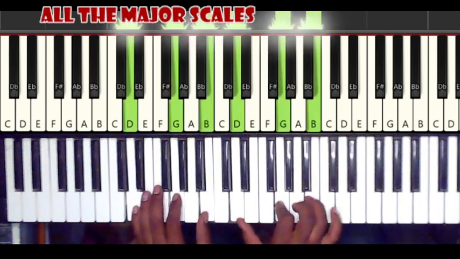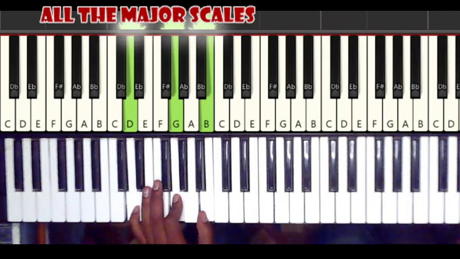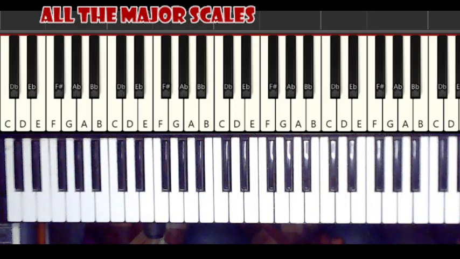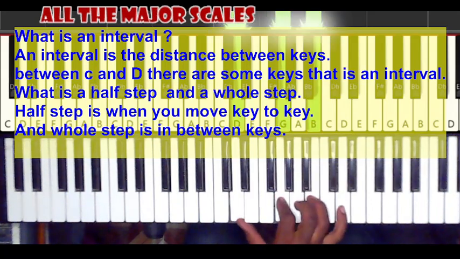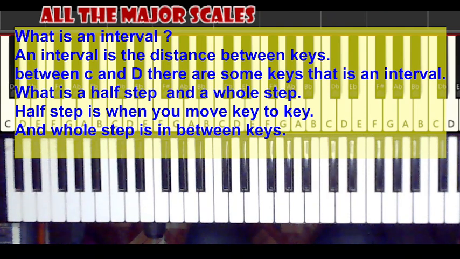Okay, we wanna talk about intervals. What is an interval? That's what we wanna talk about. Okay, I think you can see on the screen there's a question: what is an interval? And just a minute.